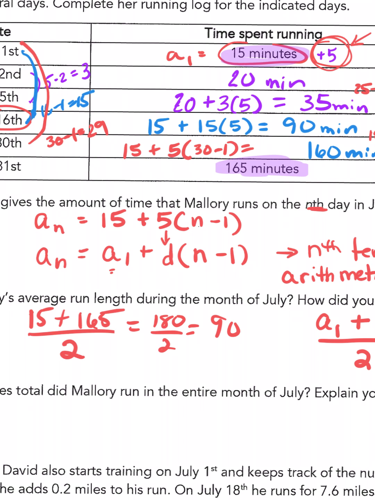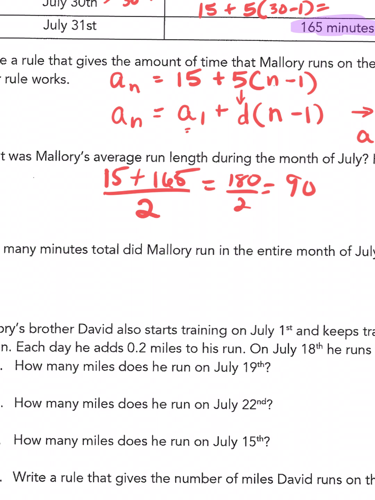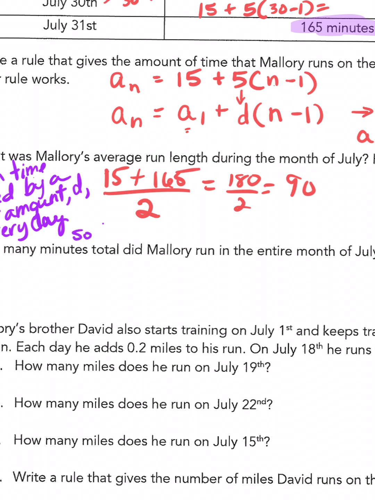So it says, how did you figure it out? What did we look at? We said the following. Her run time increased by a constant rate, a constant amount every day. What was that constant amount? 5, which is D, right? Constant amount D every day. So her average would be the middle day, which is day what? 16. A sub 16, which is equal to 90.